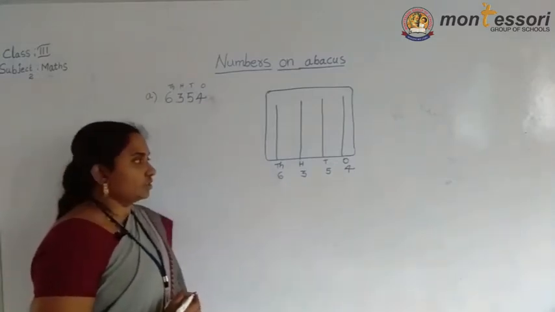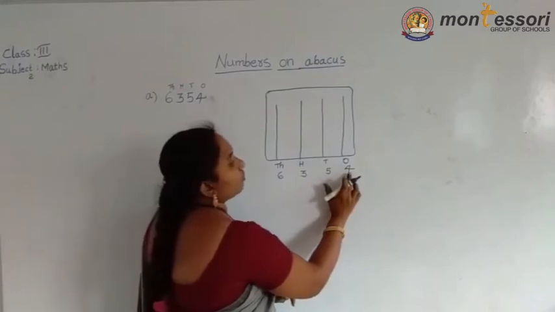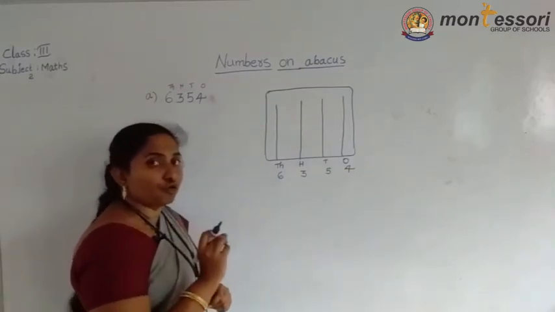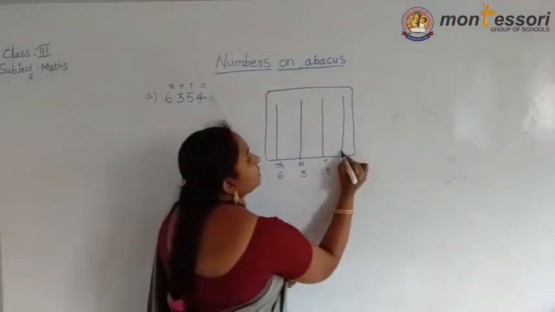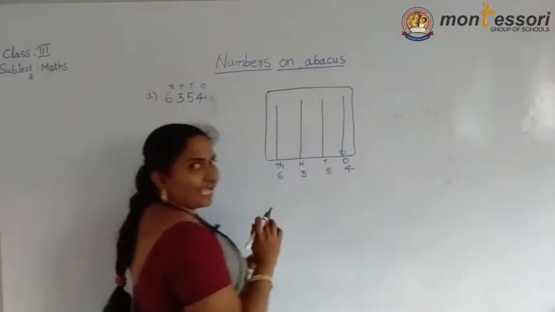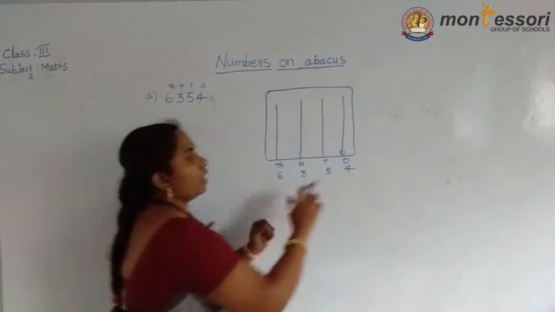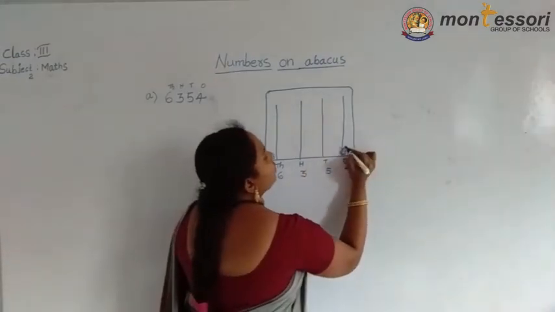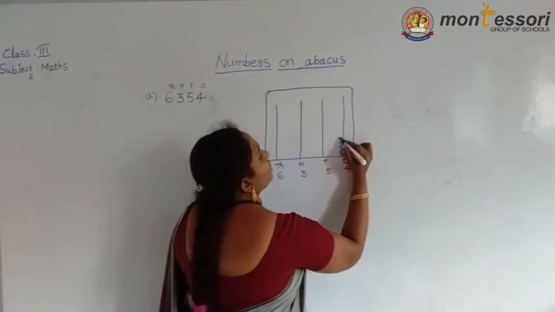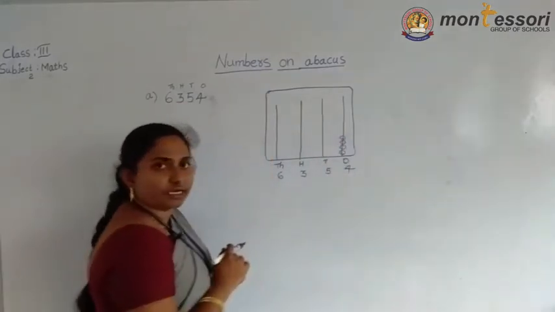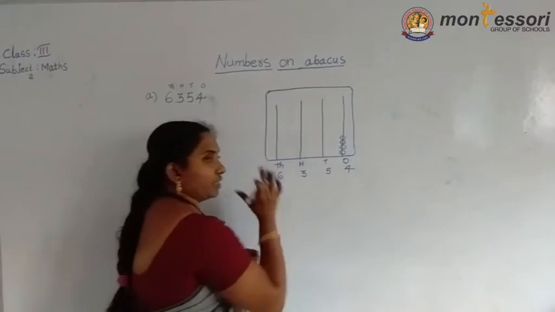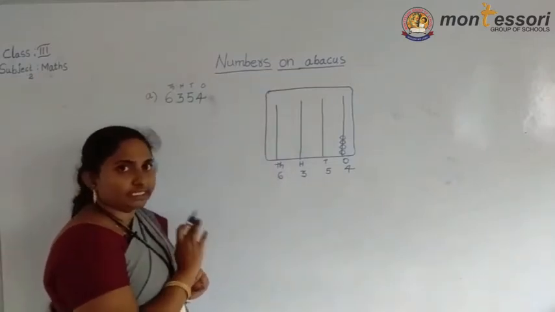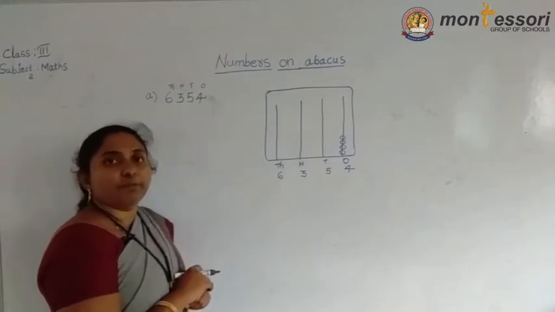Okay, understood? So now in the ones place, what is the number here? 4. Now I draw 4 beads. These beads mean circles. Here how many circles can we draw? 4. 1, 2, 3, 4. Understood? This abacus you can draw with a pencil only. Okay, now I will give the homework.